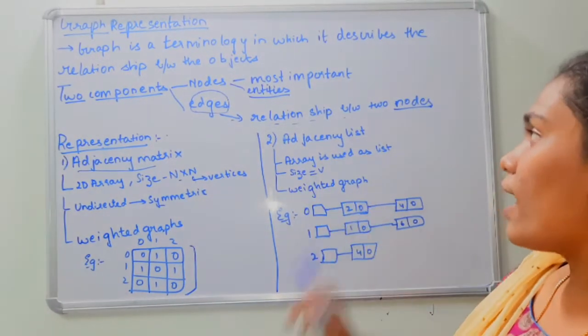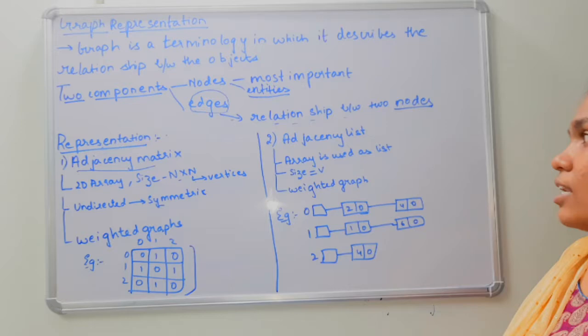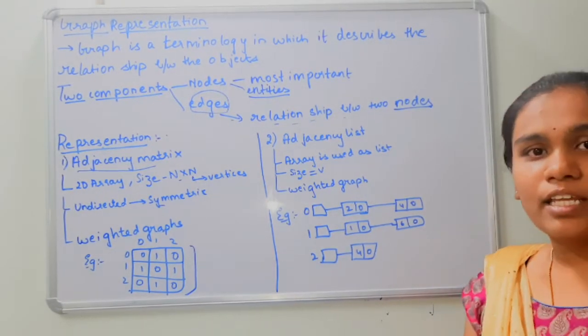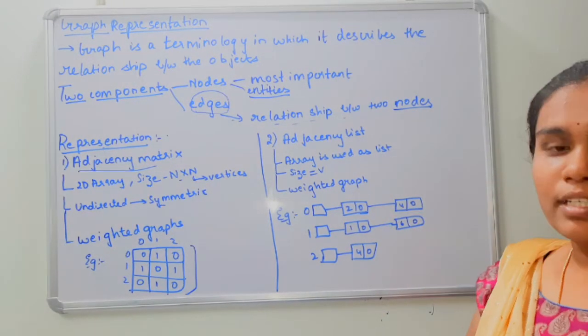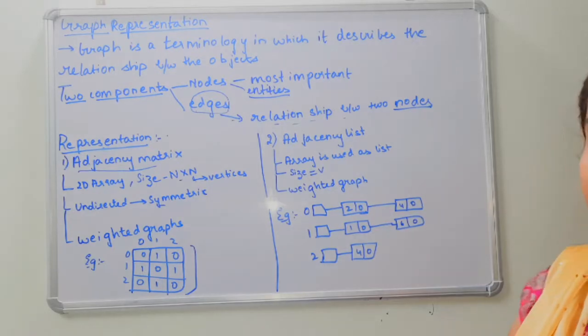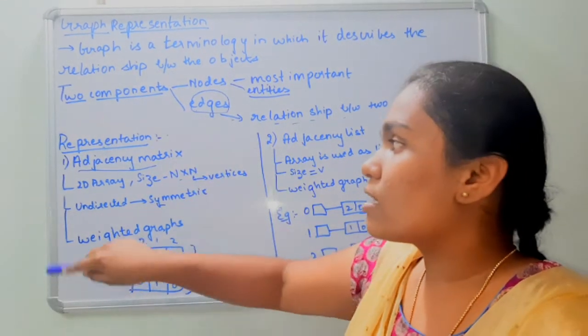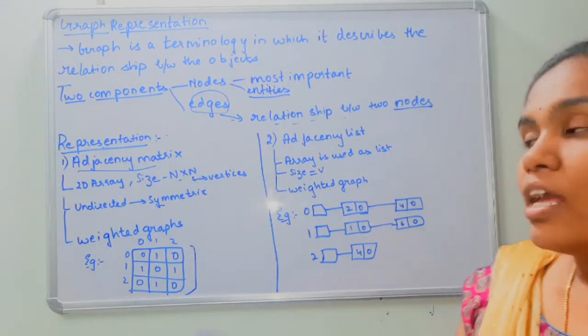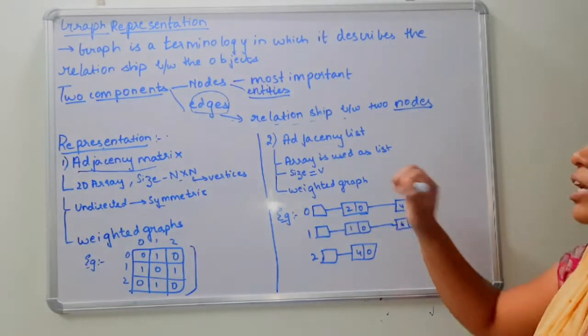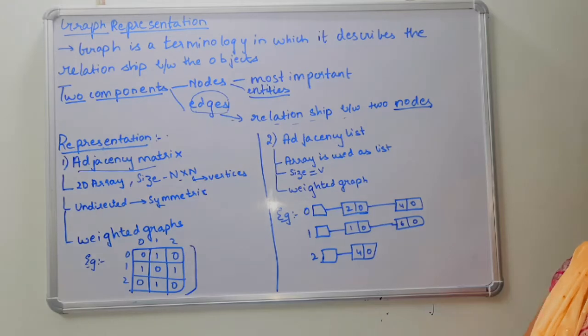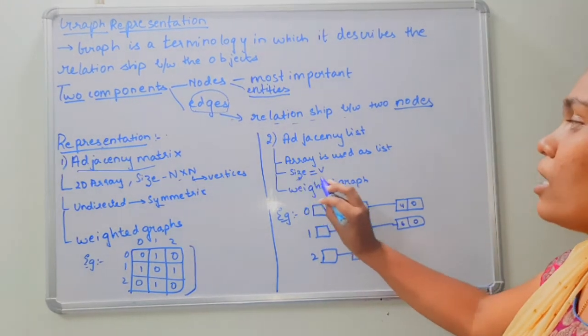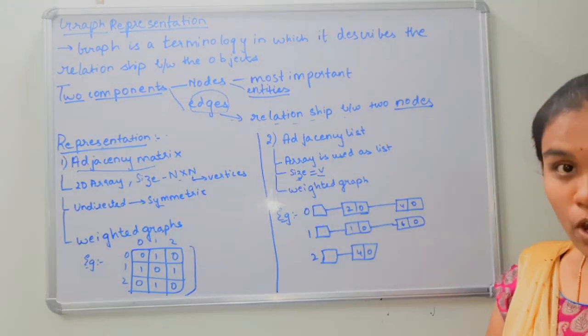Next, let's get into the adjacency list. What is meant by the adjacency list? Here it is represented as an array, where the array is used as a list. In the adjacency matrix, the graph is represented in a 2D array form, whereas here the array is only used as a list, where the size of the array will be equal to the number of vertices.